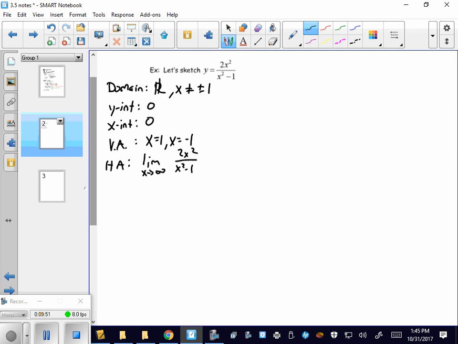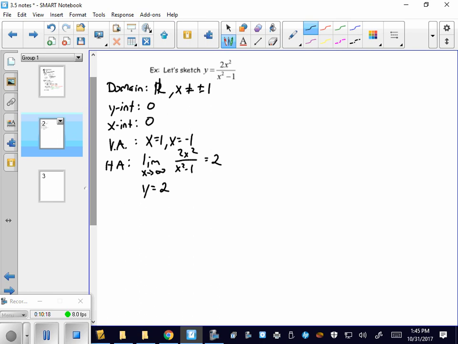Hopefully you guys know from all the flashcard stuff that we've been doing, you're looking at a limit as x approaches infinity, looking at the highest powers on the top and bottom, which are the same, so you're going to divide the leading coefficients. So your horizontal asymptote here, that limit is 2. Your horizontal asymptote is the equation y equals 2, a horizontal line.